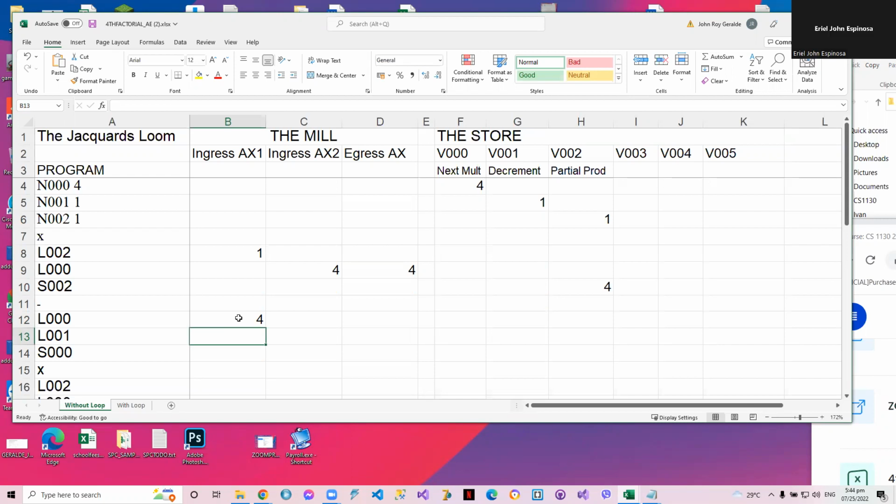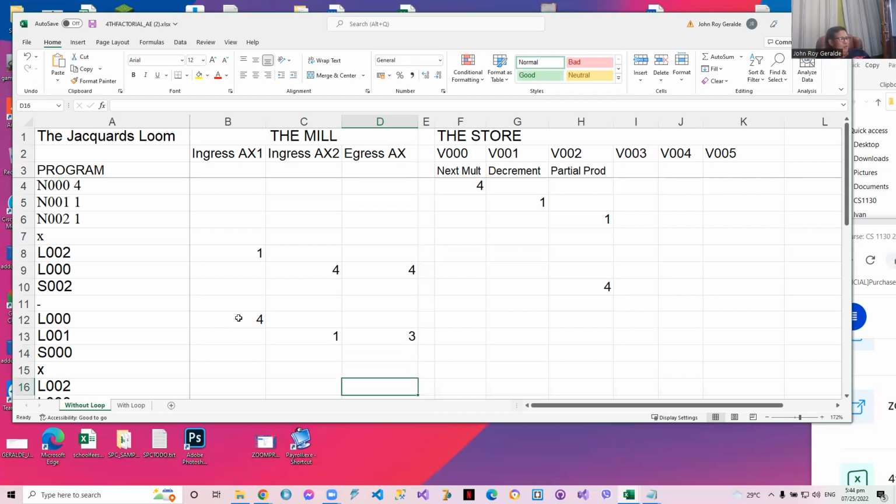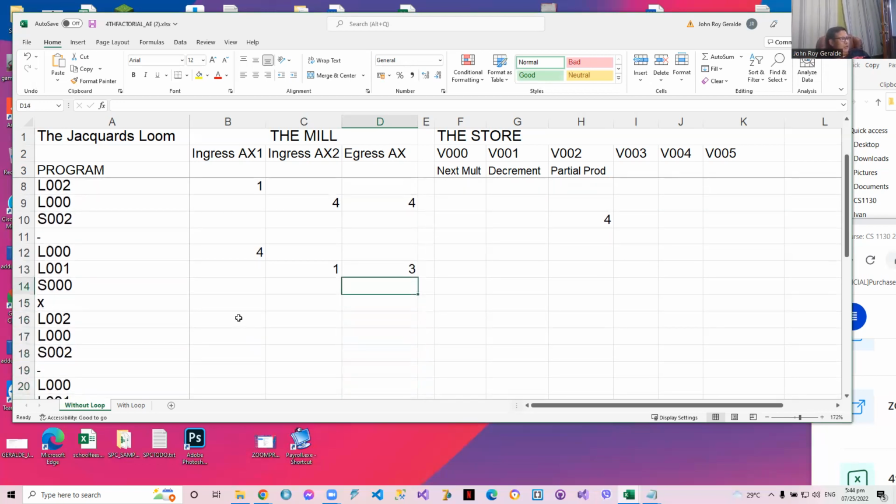Okay. Now, L001, what will happen to ingress axis 1? 1, sir. Kasi 1 na yung nandoon, di ba? And then right away 4 minus 1, right? Pagkatapos mo, this will be 4 minus 1. What happens to egress axis? This becomes 3, po. 3. Very good, no? Ganun lang naman, okay? We are already writing a very simple program, no? So, and then we say S000. What happens to 000?